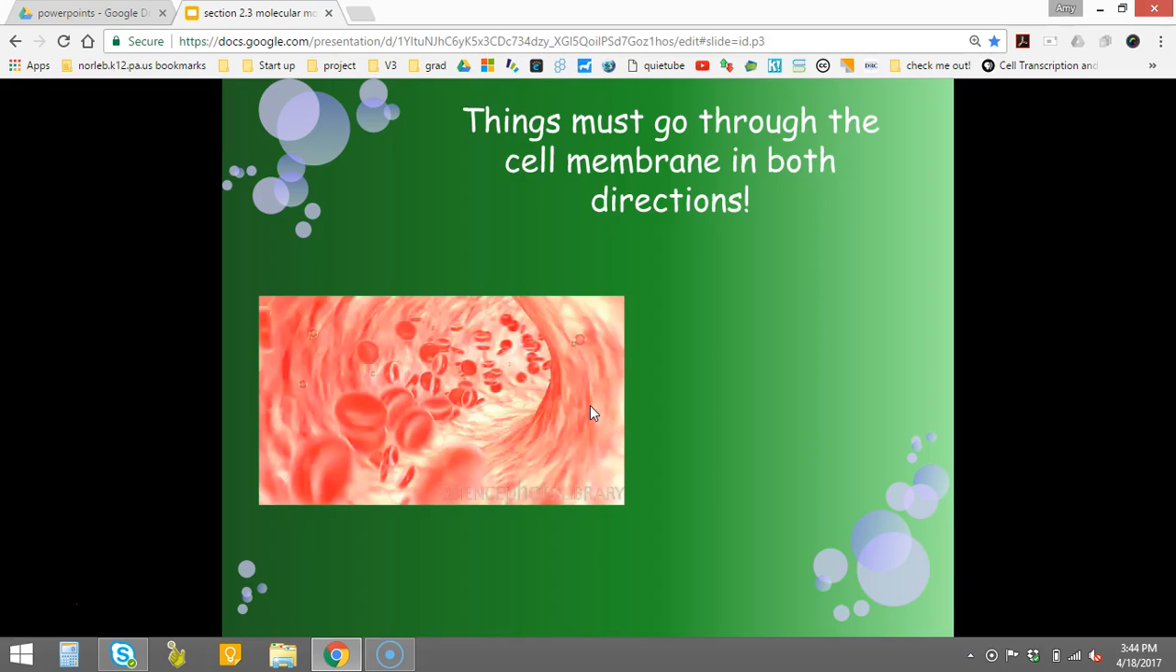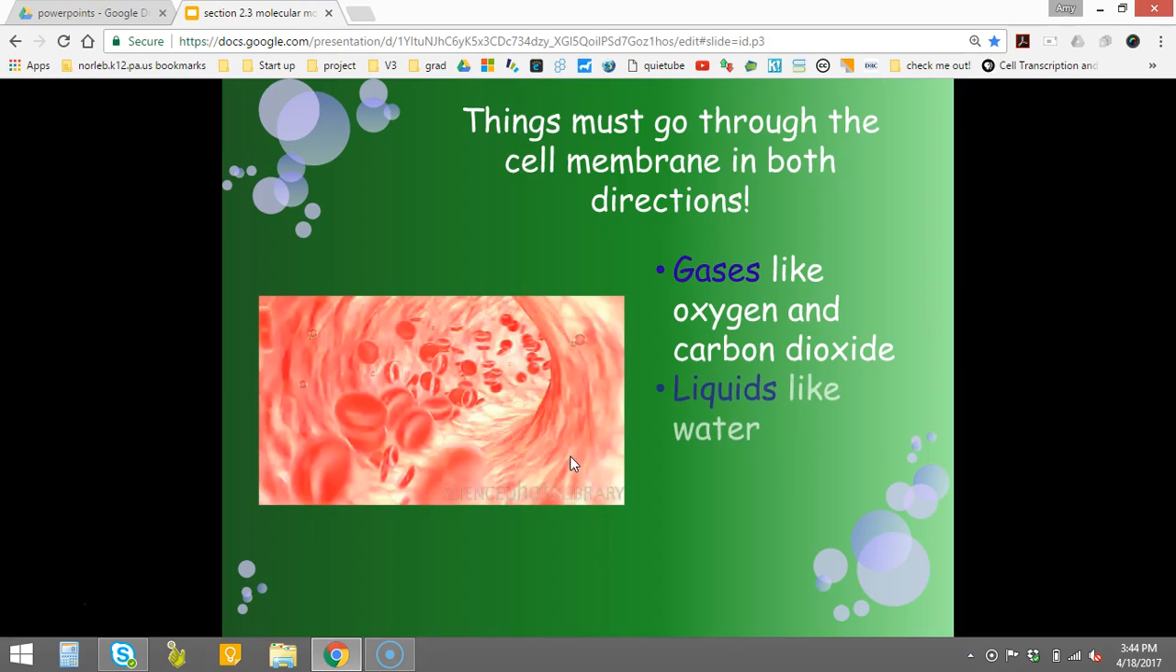So these things that are going through the cell membranes of the tissue or the blood vessel could include gases like oxygen and carbon dioxide. They might include liquids like water, or they also might include solids like glucose and waste. But we think of gases, liquids, and solids as kind of big things we can see. However, all of these have to be in molecule form in order to actually go through the cell membrane.